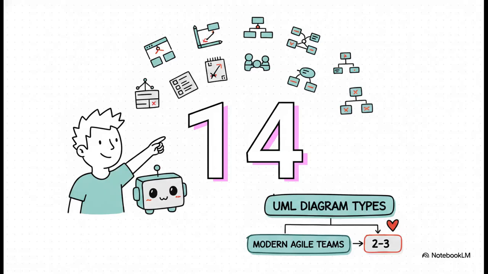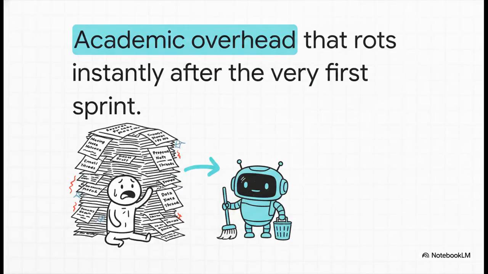14. Yeah, UML has 14 different types. Yet most modern Agile teams, they only really use 2 or 3. The rest is just academic overhead. They literally take weeks to learn and rot instantly after the first sprint.